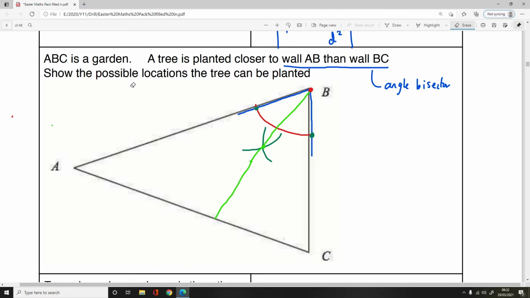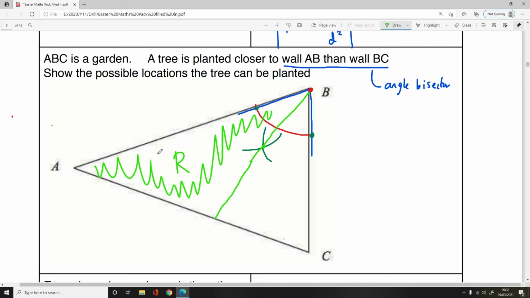Is there any other parts of the question? No. Show the possible locations the tree can be planted. So yeah, that's us done. So we would shade in, call it this region here. This is the possible bits that the tree could be planted in.